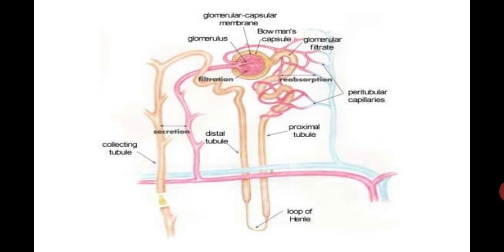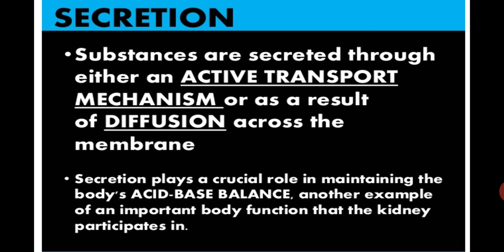Here you can see again the structure of the nephron, which involves two major portions, the renal corpuscles and the renal tubular regions. In the renal corpuscles, the process of filtration takes place, and in the renal tubular region, both reabsorption and secretion occur. The tubular region involves the proximal convoluted tubules, loop of Henle, distal convoluted tubules, and finally the collecting ducts.